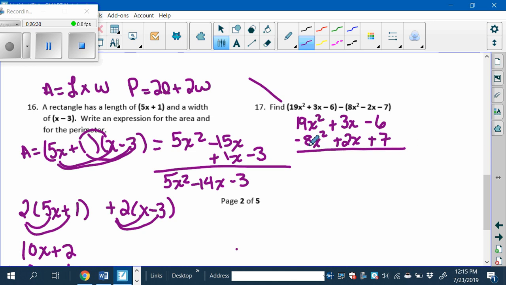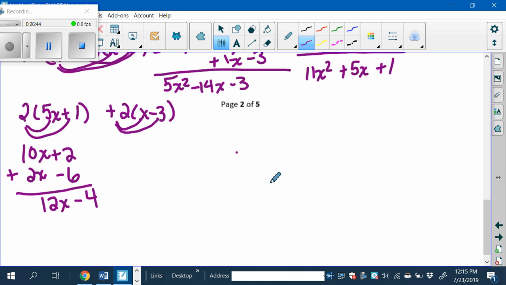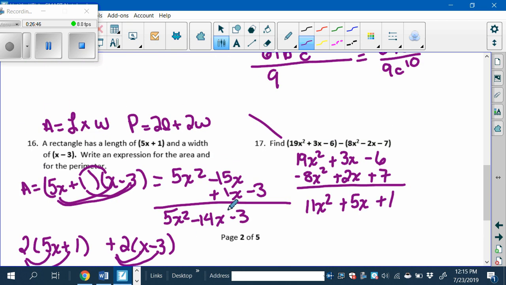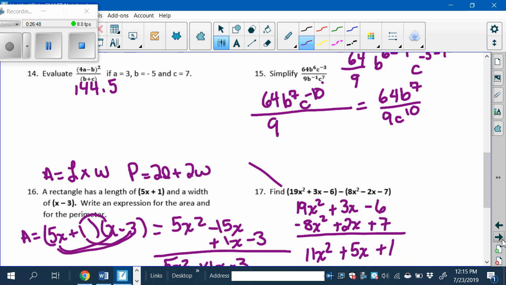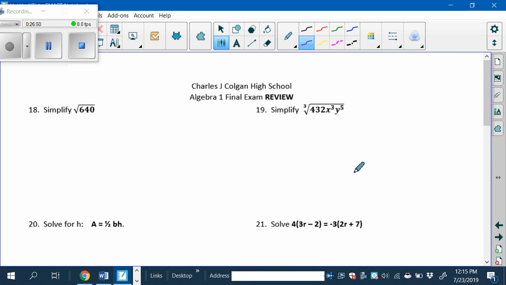And then I combine like terms. This does not turn to x to the fourth. It is 11x squared plus 5x plus 1. Okay? All right, so let's move on to the next one. So we've done 2 pages so far.